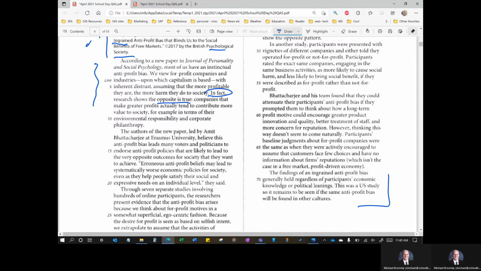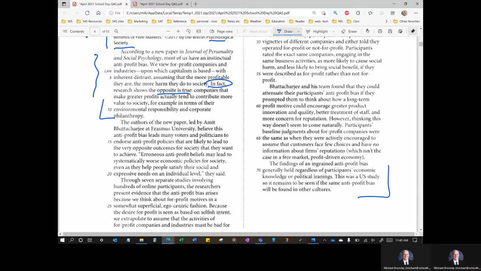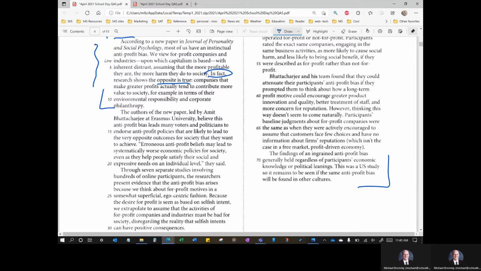Research shows the opposite is true. I'm going to go ahead and read the whole paragraph. It's short. Companies that make greater profits actually tend to contribute more value to society, for example, in terms of their environmental responsibility and corporate philanthropy. Okay, there are a lot of reasons for that, which I can add to this, but let's see what they say. Now I'm going to read topic sentences and maybe concluding sentences and pay attention to things that are in quotations. The authors of the new paper, Amit Bhattacharya, whatever, believe this is anti-profit, blah, blah, blah.